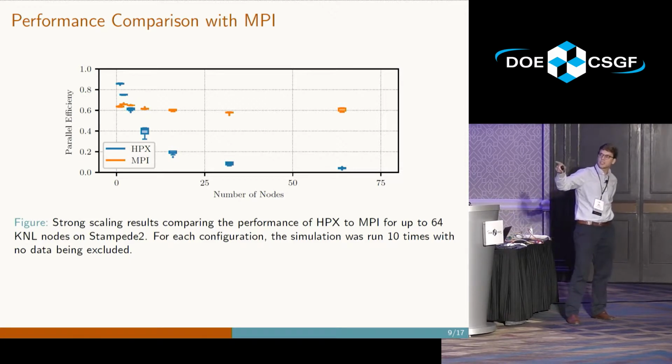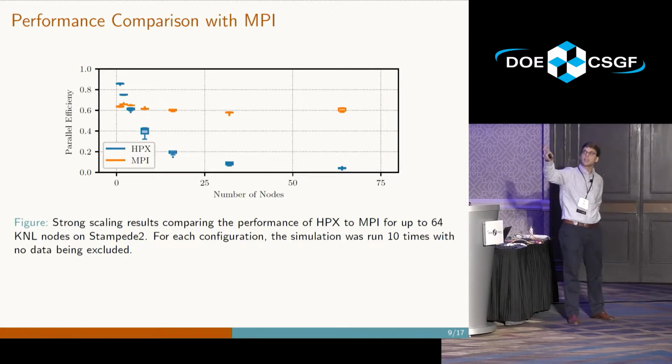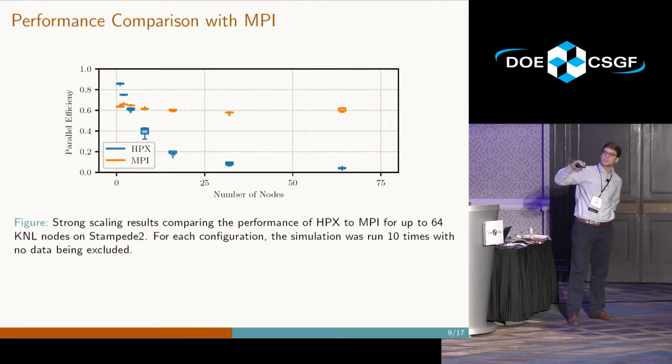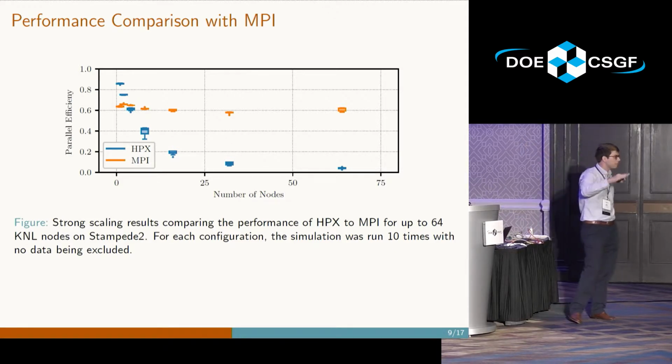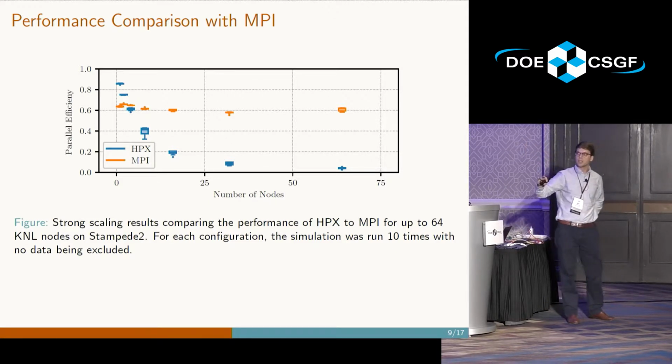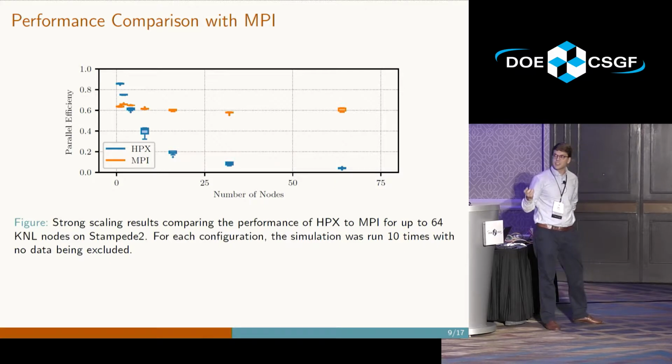And so what you can see here is the orange line, at 60% parallel efficiency, is MPI. There's actually a good reason for that. That should be a little bit higher, but I don't want to talk about it anymore. And then the other ones are the HPX results. And you can see that HPX actually isn't scaling super well. And I would argue that this is actually expected.